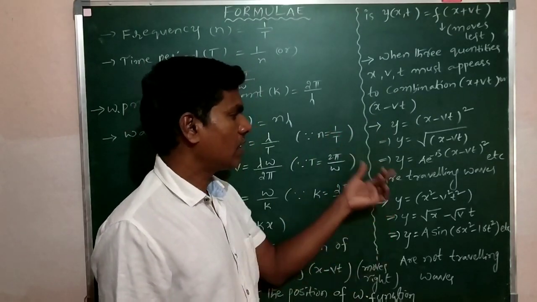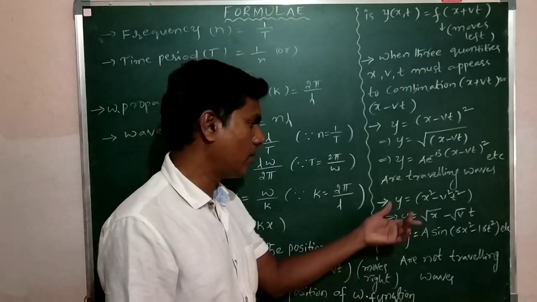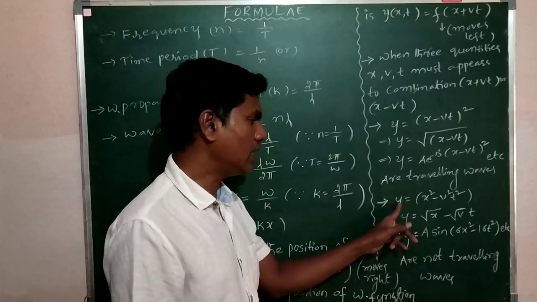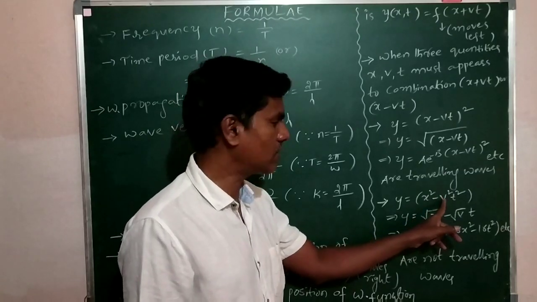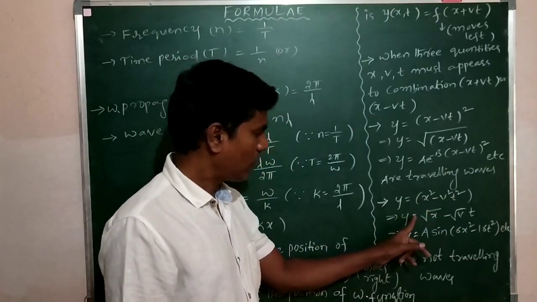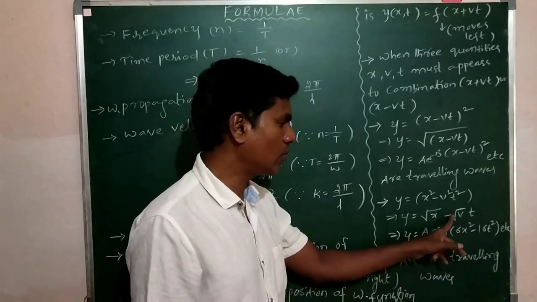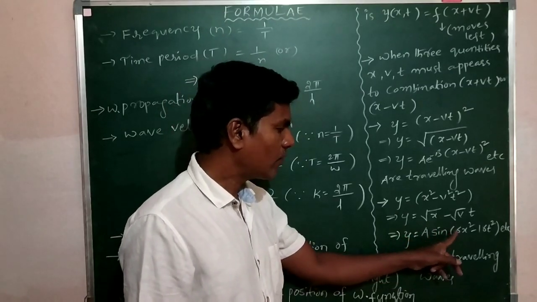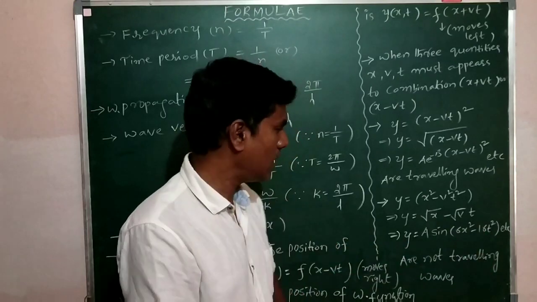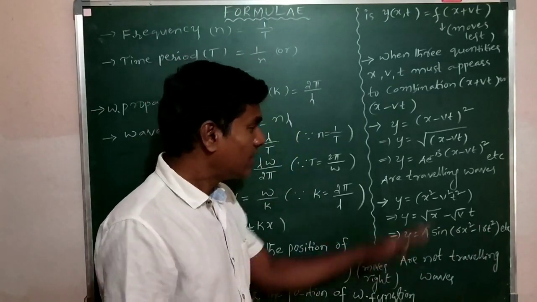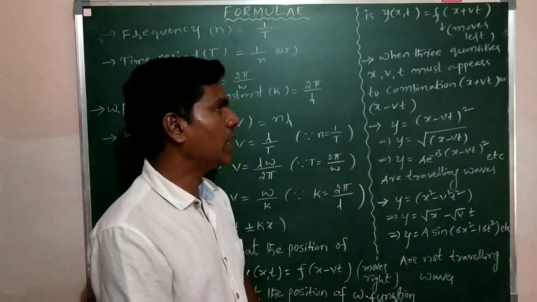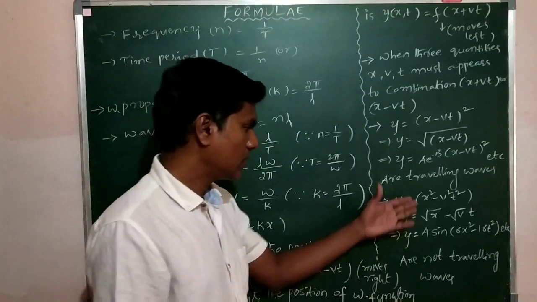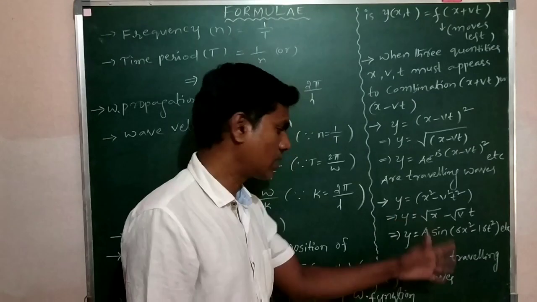Now, equations of the following form are not traveling wave equations: y = x² − v²t², y = √x − √(vt), y = a sin(6x² − 16t²), etc. They are not in the form of the combination x plus vt or x minus vt, so they are not traveling waves.